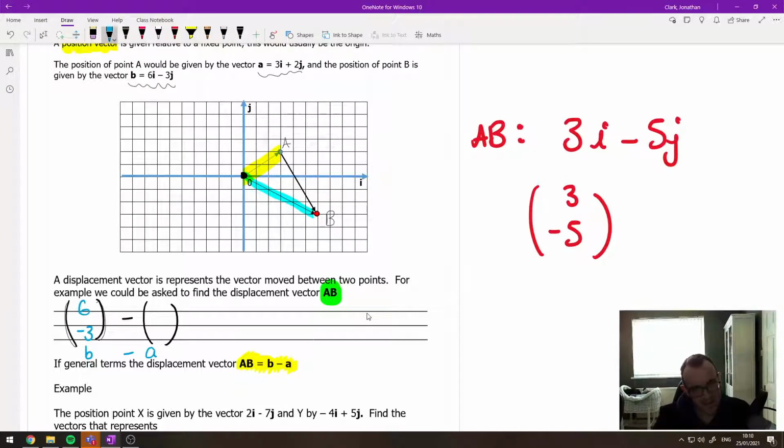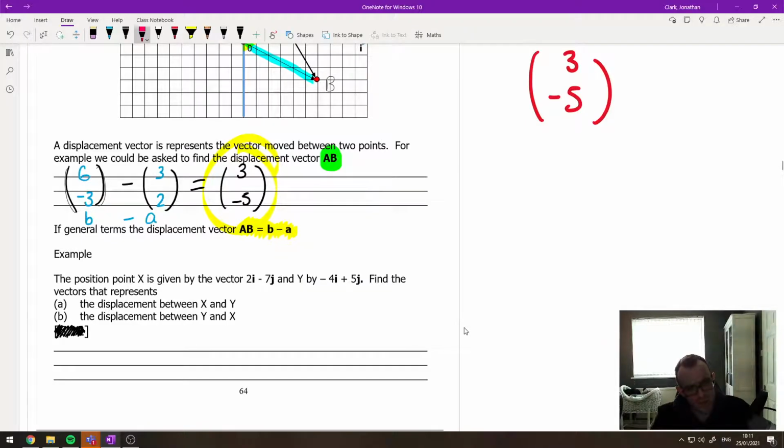A is 3 and 2, for i and j respectively. If I take away the individual parts, 6 take away 3 is 3, minus 3 take away 2 is minus 5. And that matches up to what I had when I did it geometrically. Great.